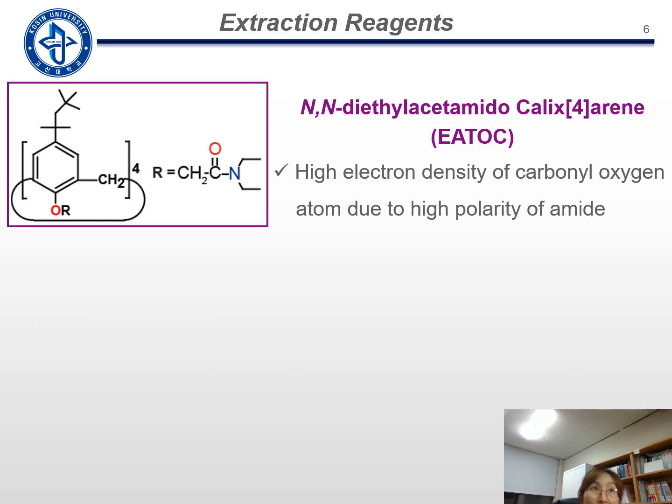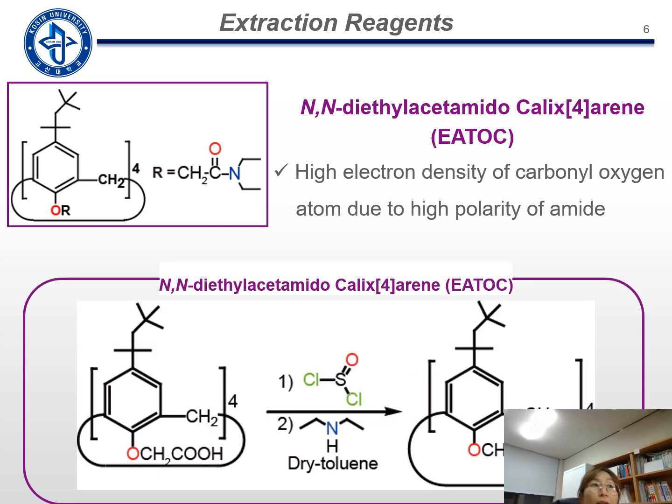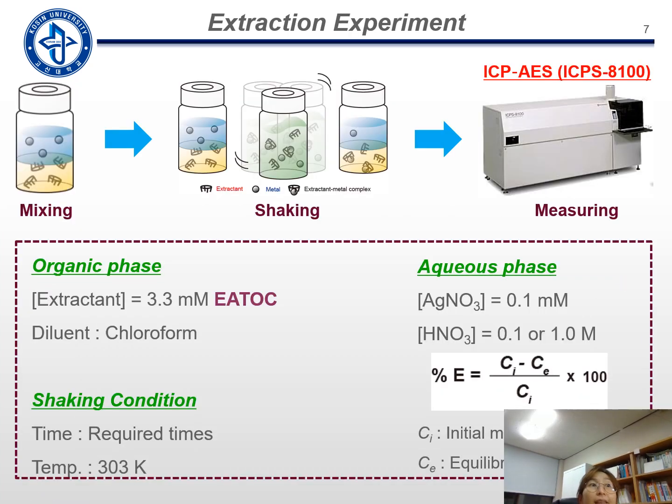In the experimental section, we designed calix[4]arene derivatives as solvent extraction reagents by changing functional groups of the lower limb. We synthesized diethylacetamide-substituted p-t-octylcalix[4]arene, as p-t-octylcalix[4]arene leaves high electron density on the carbonyl oxygen atom due to the high polarity of the amide group. Next is the experimental method of our research work.